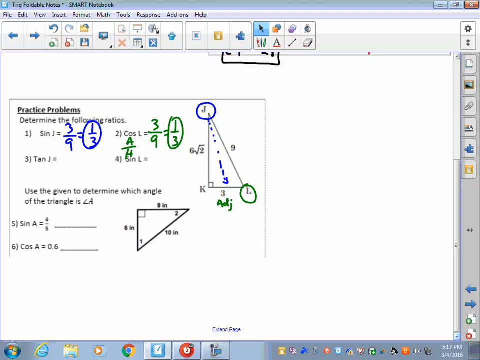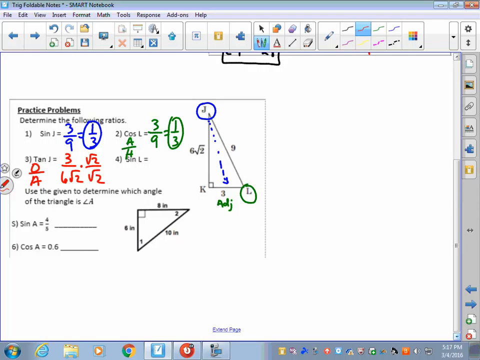Now, they want us to do the tangent of J. So now I'm doing a tangent. Tangent is opposite over adjacent. Opposite of J is still 3, but now adjacent to J is 6 root 2. We're still going to have to simplify our radicals and keep things in the proper form. We cannot have a radical at the bottom, so we're going to rationalize this. That means we're going to multiply by square root of 2 over the square root of 2, and then simplify that.